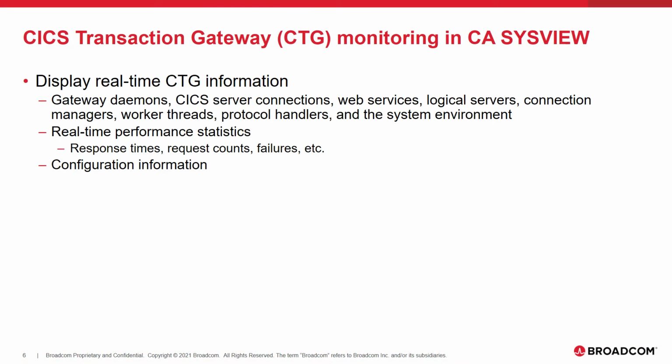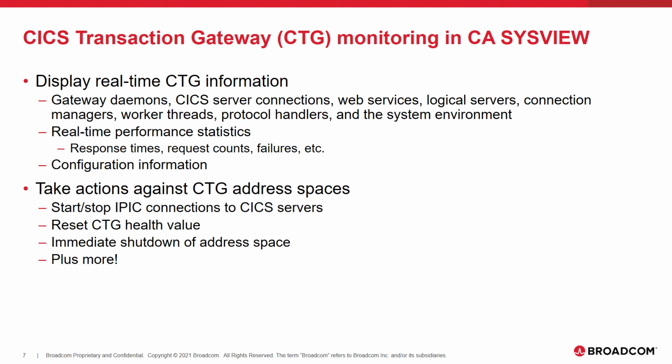SYSVIEW provides several commands to display real-time CTG information. This includes information about your gateway daemons, CICS server connections, web services, logical servers, connection managers, worker threads, protocol handlers, and the system environment. These commands provide real-time performance statistics including response times, request counts, failures, amongst many more. You can also see static configuration information on these displays.